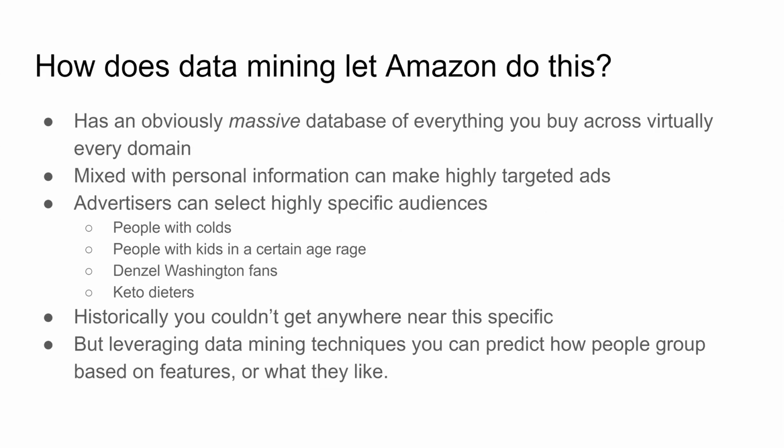It's because they just have this massive database about everything you buy across virtually every domain. So they know what you buy, they know who buys it, and why they buy it, and when they buy it. And they can mix this with all these aspects of personal information to make really targeted ads. So companies can come in and say, I have this product, I really want to hit this demographic. And they can then just click a button and say, all right, show these advertisements to say people with colds or people with kids in a certain age range.